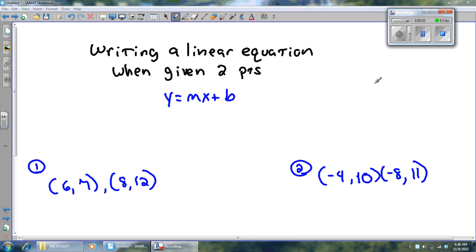Hello, algebra students. Mr. Lawrence here, and today we are going to get a little more practice with writing a linear equation when given 2 points. And remember, we're going to write it in slope-intercept form, which is y equals mx plus b.